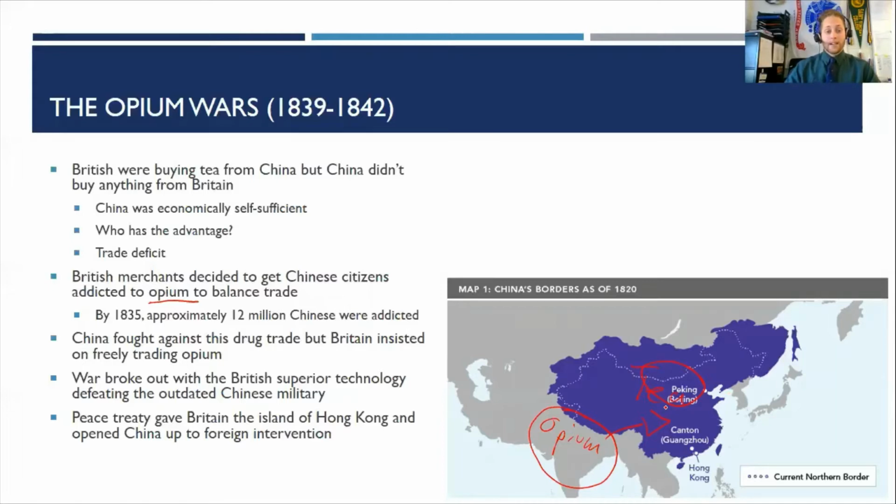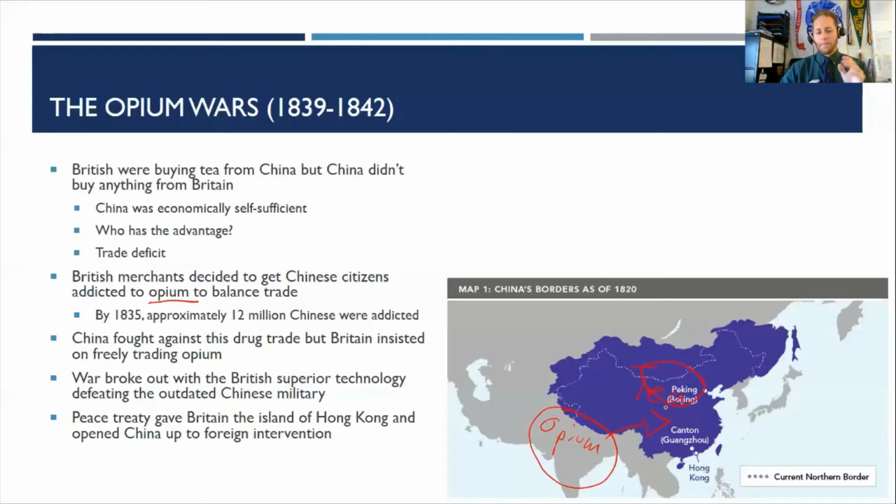China fought against the drug trade, but Britain argued that they should have the freedom to trade whatever they want with the Chinese, even if that is a highly addictive and dangerous drug. So ethics conversation there if you really want to go down that road. The Chinese government cracks down on the opium trade. They're arresting British merchants and throwing the opium in the rivers and oceans, similar to how the Americans threw tea during the Boston Tea Party. And eventually war is going to break out between Great Britain and China.